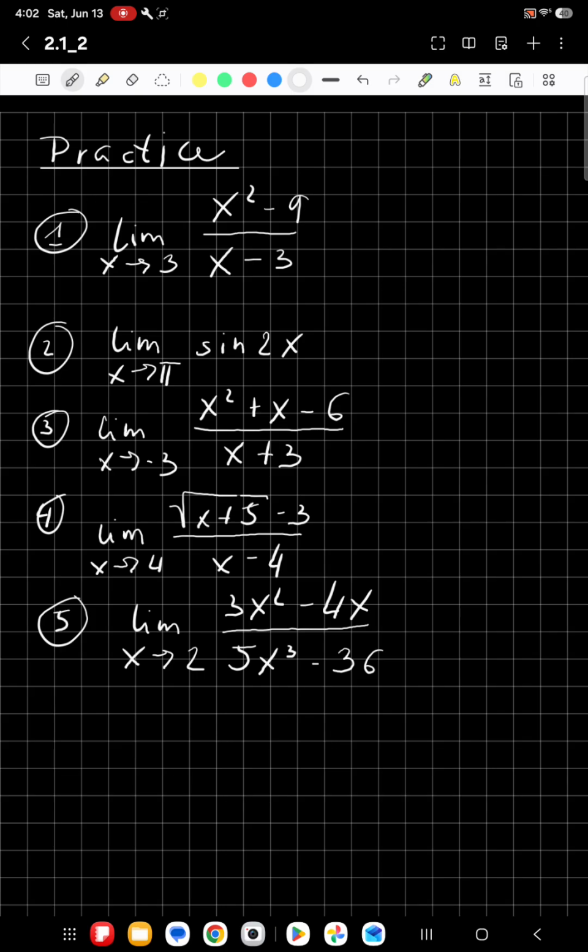We have a couple of techniques, so let me mention them briefly. The first technique is factoring. You factor the top and the bottom, and maybe something cancels, like in problem number 1. If you plug in that 3 directly, you get 0 in the denominator, which is undefined. You cannot have that, so you need to somehow get rid of that x minus 3, or that 0 in the denominator. Similar situation in problem number 3.